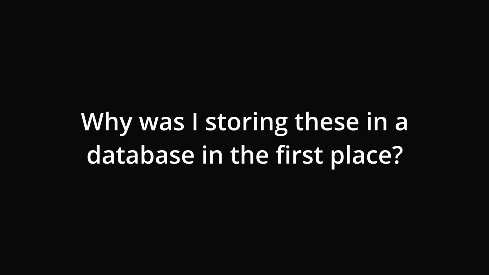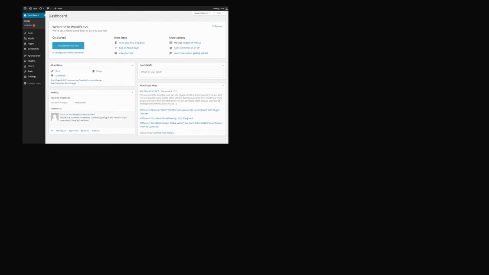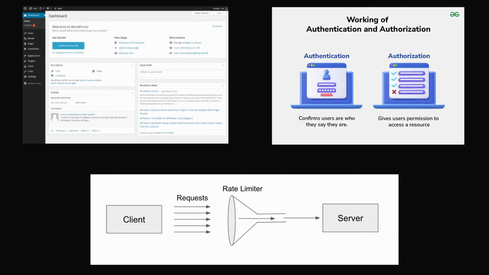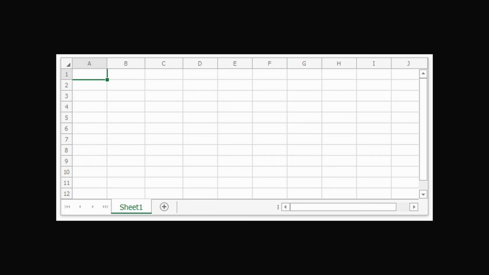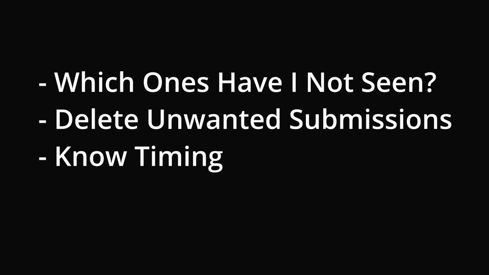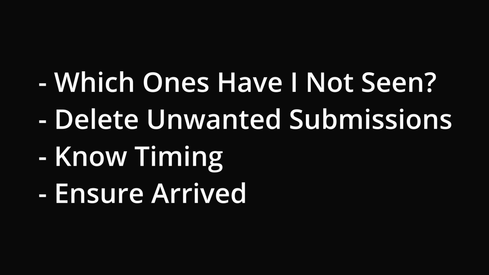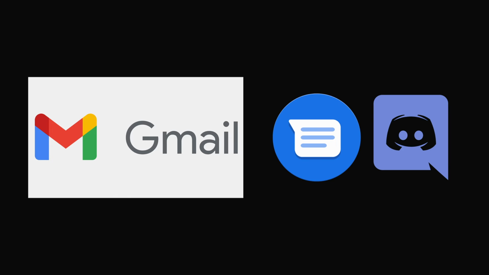My original solution I came up with in my head was grand. Admin dashboards, authentication, rate limiting, amazing tools for projects, but a pain to maintain and do right. I just wanted to be able to view the data sent to this form in a convenient way and be able to tell which ones I haven't seen, delete ones I don't care about, and be able to tell when they were sent, and that the user knows that it made it. Wait a minute, that sounds a lot like email or messaging. Sending an email is annoying at best, but maybe that messaging idea has some merit.